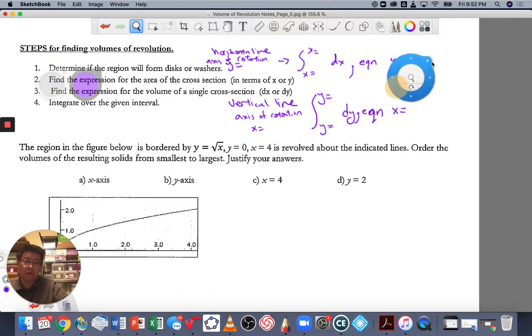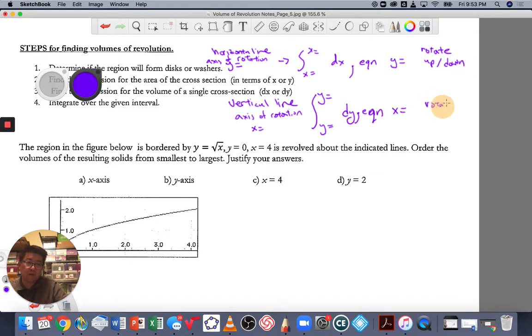Now, this one, rotating around a horizontal line, we rotate up, down, top, bottom. For this one, you're going to rotate left, right.